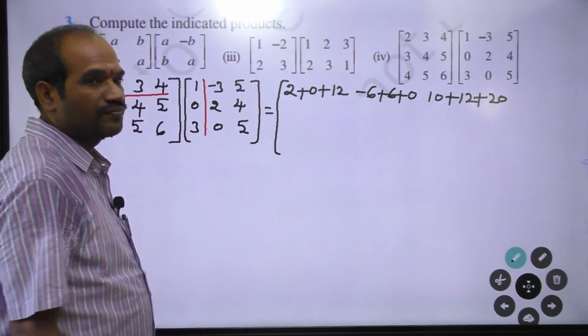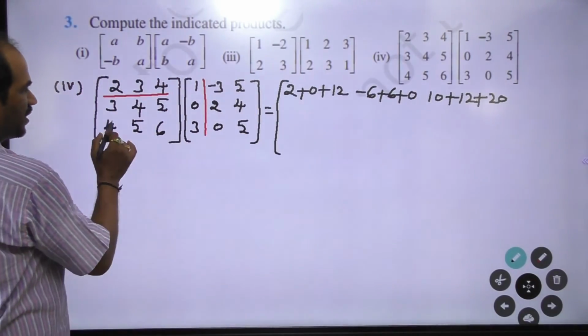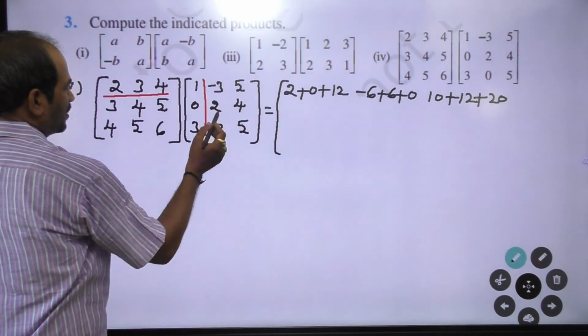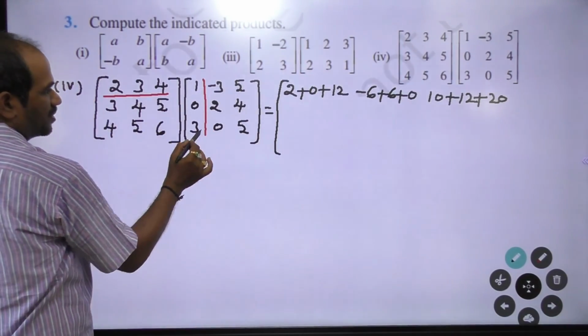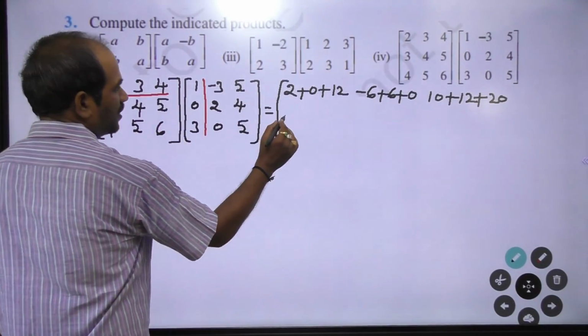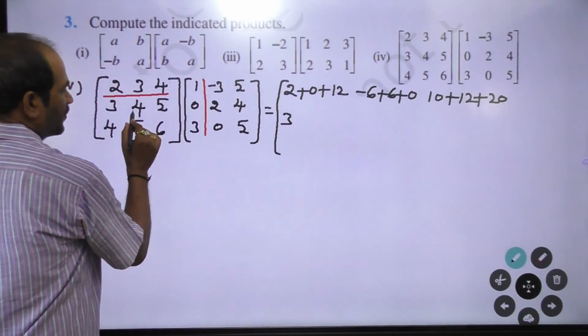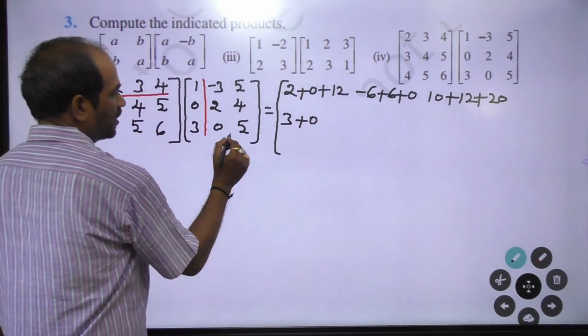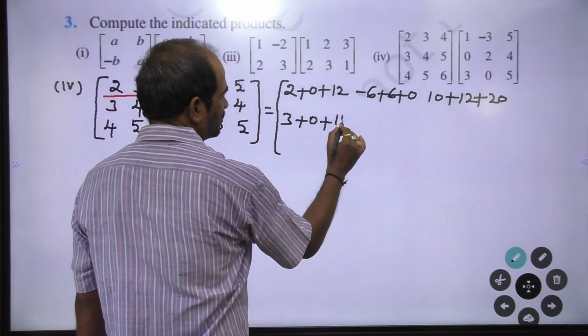Great, first row done. Next, take second row, first column. So 3 into 1 is 3. 4 into 0 is 0. Next one, 5 into 3 is 15.